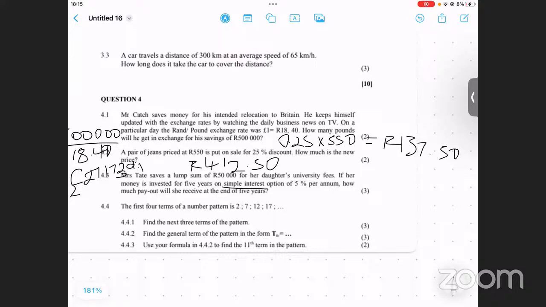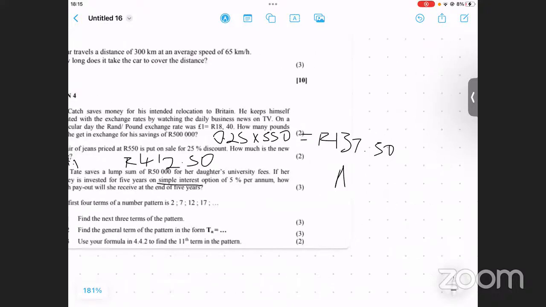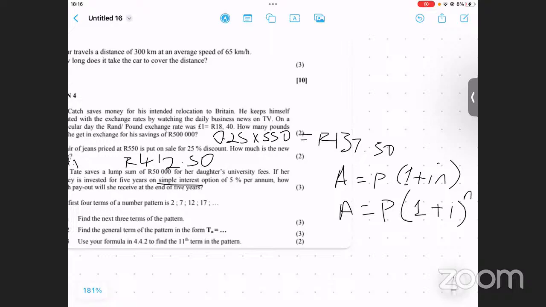Do you guys know how we're gonna calculate for this one? Which formula we're gonna use? Wait, before you answer, let me write this. A equals P into 1 plus IN. And A equals P into 1 plus I to the power of N. Which one are we using?